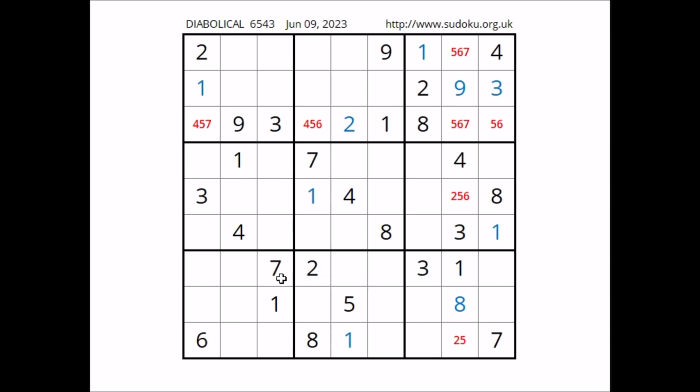Let's see where can be number 7. 7 in this row, 7 in this row, 2 places for number 7. 7 cannot be here, 7 in this column, 7 in this place.